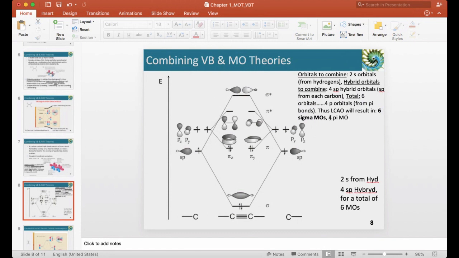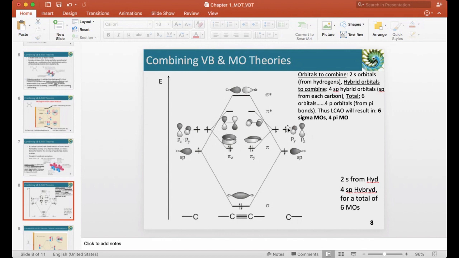And in addition to that, we have 4 pi molecular orbitals. Why? Because we are combining 4 p orbitals from the two pi bonds. So remember, if we have two p orbitals on one carbon, another two p orbitals on another carbon, we can only combine the ones that are properly aligned. So we are going to combine p and p. Combining these two leads to two molecular orbitals, one bonding over here, in phase, and one anti-bonding over here, out of phase.